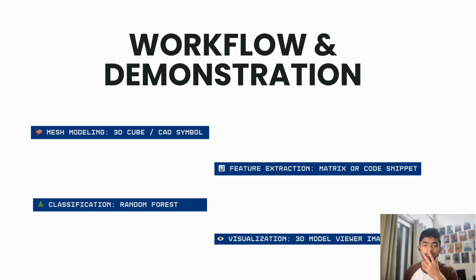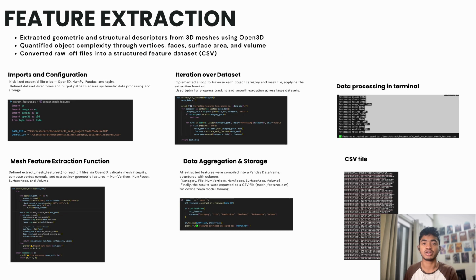Now, coming to the initial workflow, feature extraction. First I will show the code, then I will demonstrate the code for you. The feature extraction phase was implemented through the first Python script, extract_features.py. The script begins by importing essential libraries such as Open3D for mesh reading, NumPy for numerical computation, and Pandas for data storage. The key function, extract_mesh_features, opens each .off file, fixes malformed headers, and loads the mesh into memory using Open3D's geometric utilities.